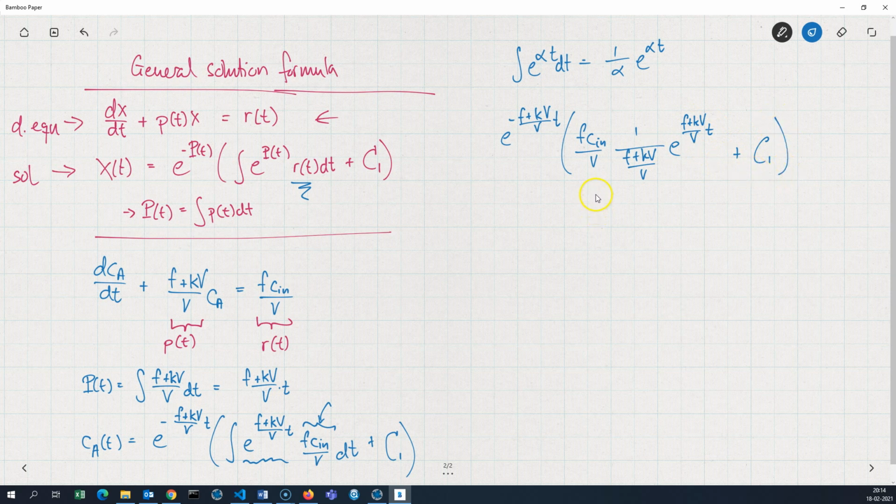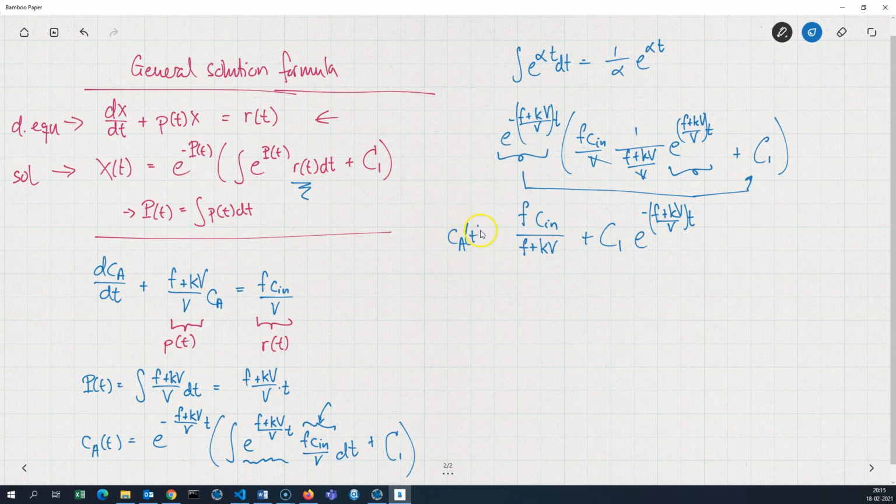And if you look at this expression for a short while, it can actually be simplified because v here cancels with the v here. And in fact, this exponential cancels with this because it's the same exponent except for the minus, so they cancel out. So what we end up with is f c_in divided by (f plus kv) plus c1, and then this exponential here will be multiplied by this constant here. So we get e to the minus (f plus kv) by v times t. And I really should put brackets around here. Sorry about that. Same here. Like that. And this is the general solution. So this is any solution, all the solutions to this problem here.